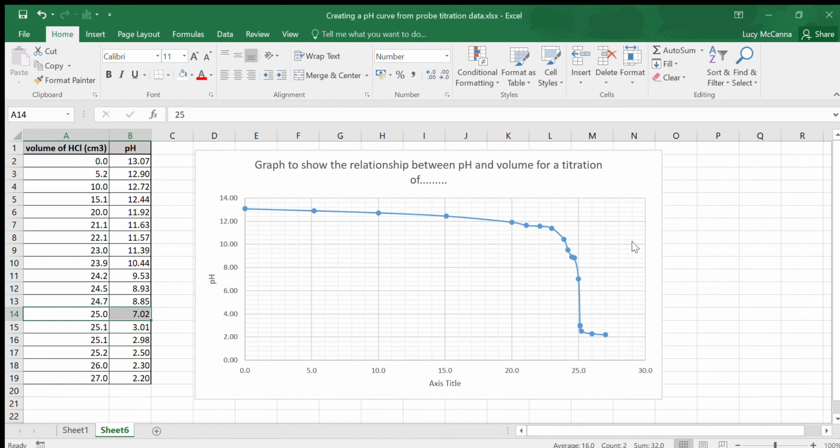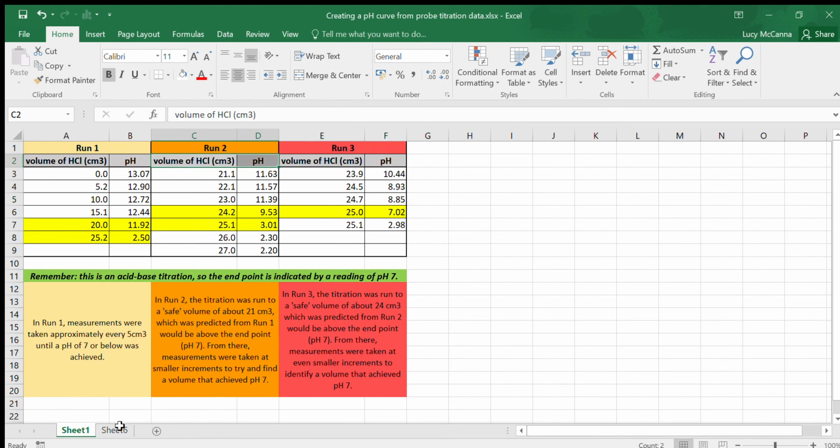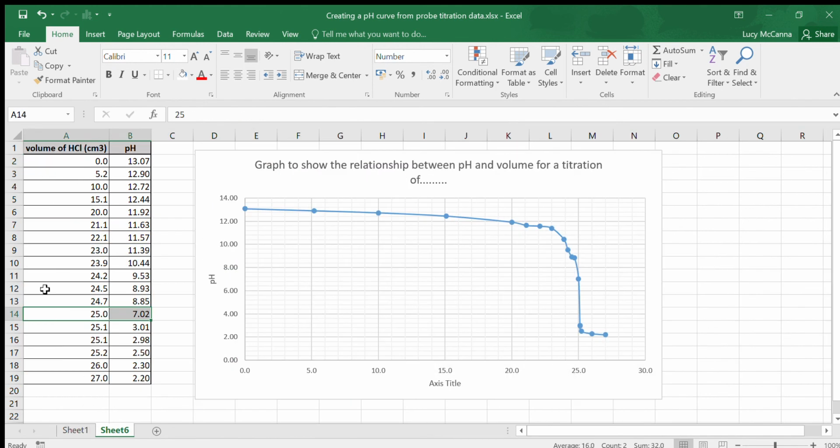Okay, so I hope that's helpful, guys. That's taken you through raw data to how to get it into an amalgamated table and then how to produce this graph. Good luck.